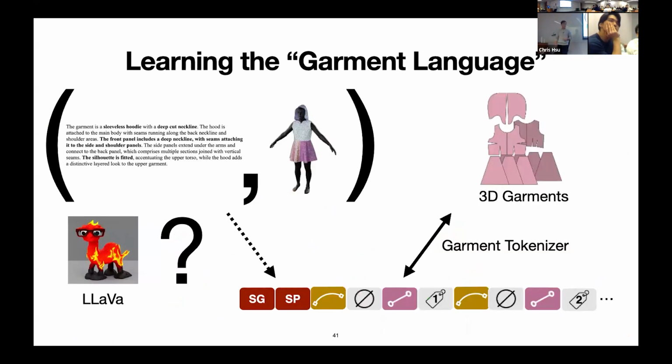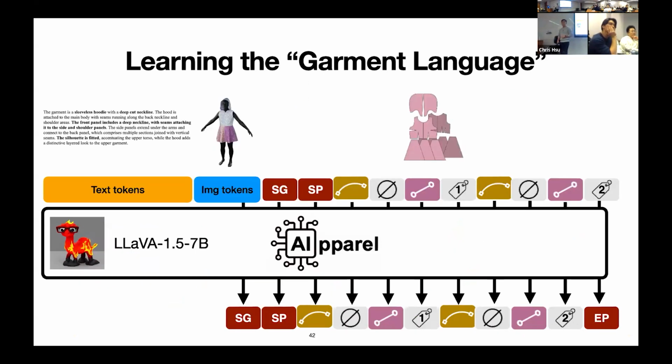Finally, this allows us to take a 3D garment and serialize it, but this is still not the language that LLaVA or those vision language models are able to output. They output code and English. So what do we do? We can fine-tune LLaVA to speak the language using the next token prediction loss.